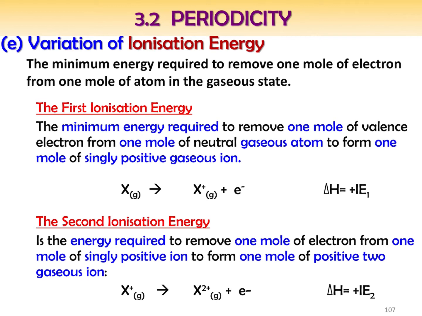Kalau second IE pula maksudnya daripada X plus ni, kita remove lagi satu elektron. So when we remove electron, kita tulis electron dekat bahagian produk lah. Okay, and you akan form X2 plus ion, so charge dia adalah positive 2. Kalau third IE, maksudnya you remove lagi satu elektron daripada X2 plus ni, so dia akan jadi X3 plus. Kalau fourth IE, sama jugalah, kita remove lagi satu elektron and so on lah.